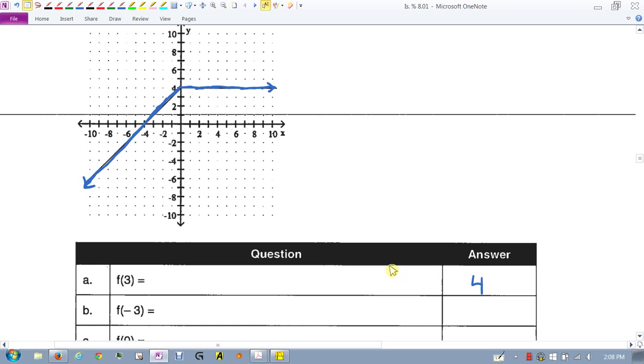Okay, what about f of -3? You go to the left, 1, 2, 3, and you go look for the point, which is up a little bit. It actually looks like it's about 1 unit high. So 1.